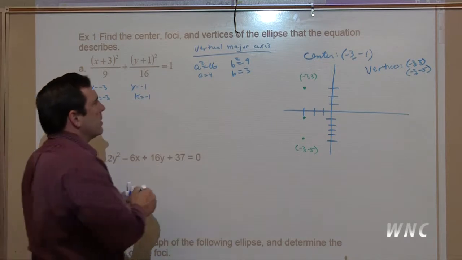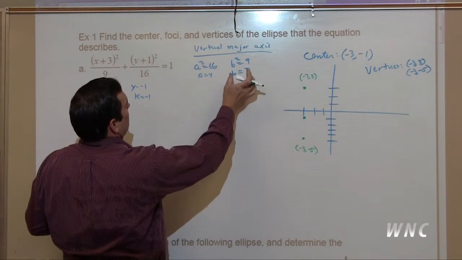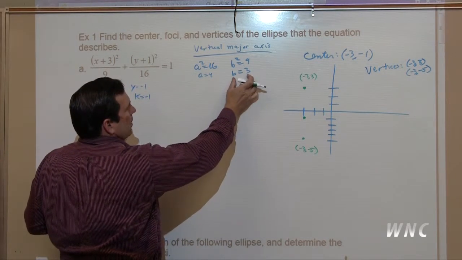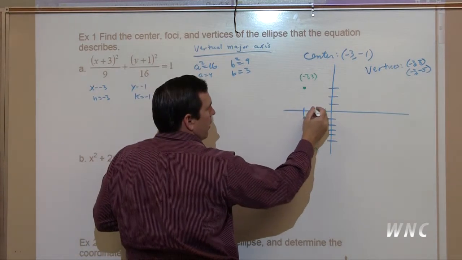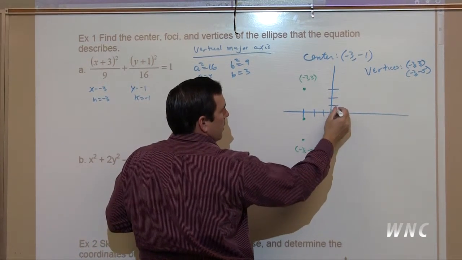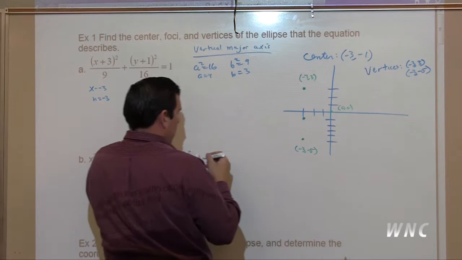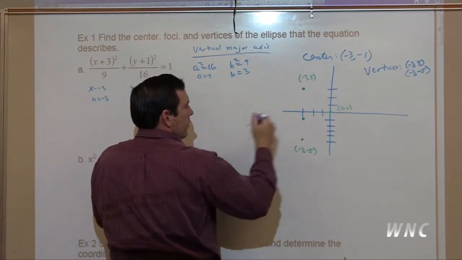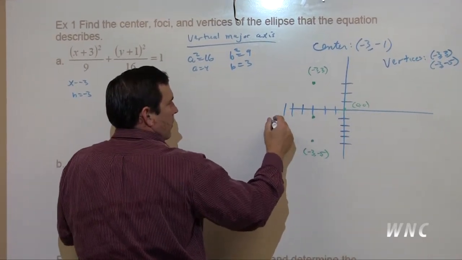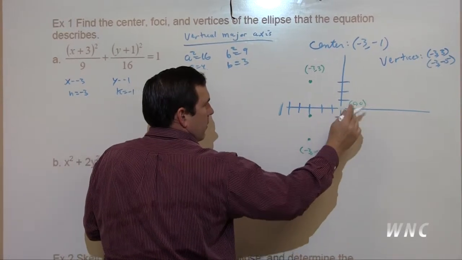Now our b-axis, the minor axis, we have b, we're going to go to the right 3, 1, 2, 3. It's right there at 0, 0. And to the left 3, oh, I'm sorry, it's not up here, it's down here.